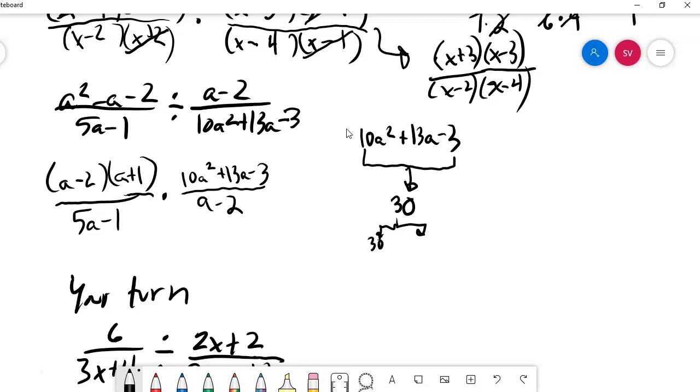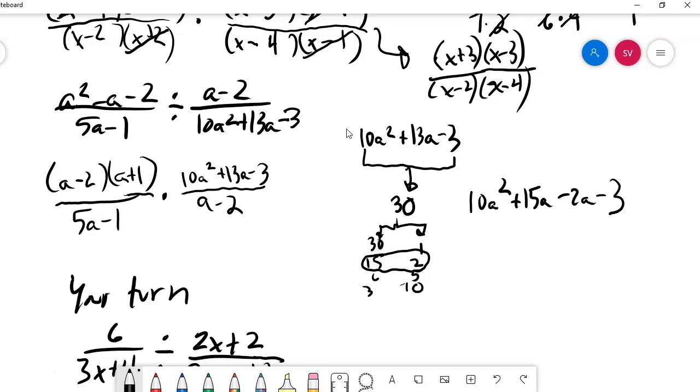What do we have? 30 and 1, 15 and 2, 6 and 5, 3 and 10, and the candidate would be 15 and 2. So now, because 15 times 2 is 30, but 15 minus 2 is 13. So now the next step, we need to expand out this problem, specifically the middle part of this, so that the factors are reflective of being part of that middle term. So it's 10a squared plus 15a minus 2a minus 3.